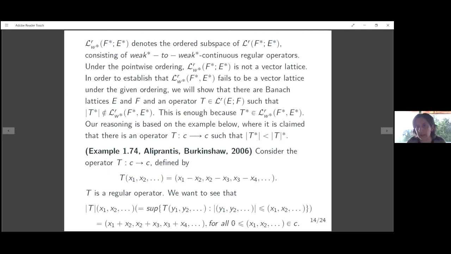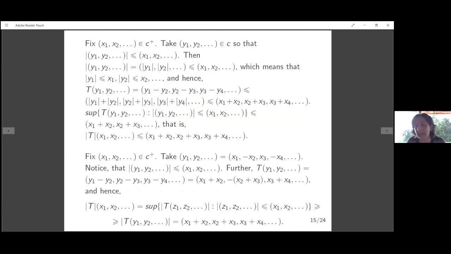To prove the first inequality, we first fix x positive in C, a convergent sequence of real numbers. Then we take an arbitrary y, this is y1, y2, y3, etc., in C, so that the modulus of y is less than or equal to x fixed beforehand. Then we know that the modulus of a sequence according to our ordering is the sequence of the moduli of each coordinate, and this is less than or equal to x. That is, modulus y1 is less than or equal to x1, modulus y2 is less than or equal to x2, and hence now we apply operator T on y, and we get, according to the definition of T, y1 minus y2, y3 minus y4, etc.